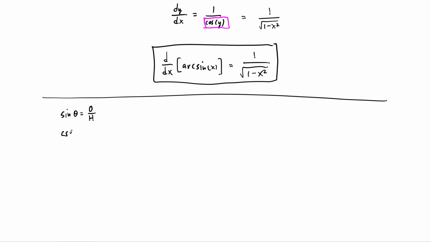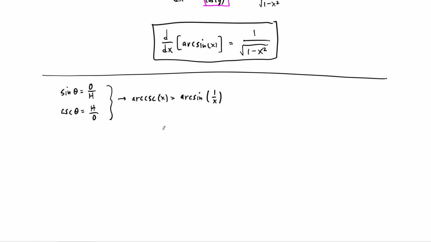And the cosecant of theta is the reciprocal, so it's h over o. And we talked about in our last video, when we remember the definitions of the arc functions, that what this means is that the arc cosecant of x as a function of x is equal to the arc sine function of the reciprocal, 1 over x. And so obviously now what I want to do is take the derivative of the arc cosecant function.